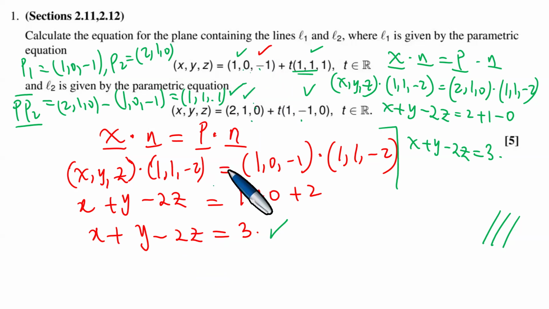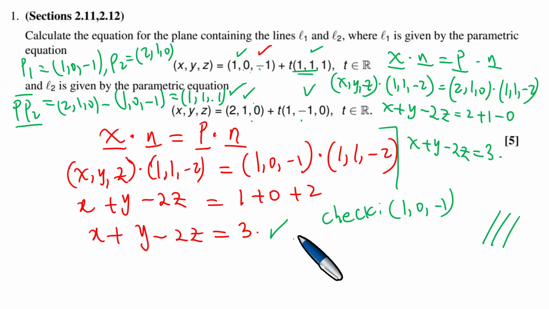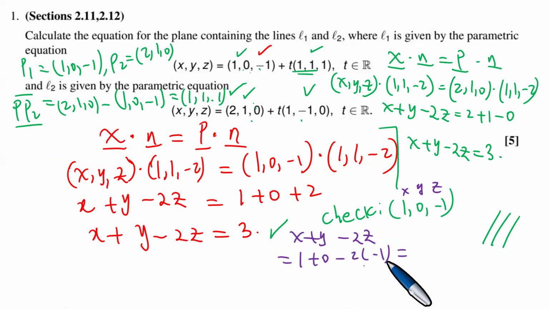Let's take 1 point. We're going to do a quick check, and then we're finishing this problem and moving on to the next one. If you take a point like this one, let's just take the first one, (1, 0, -1), and substitute it into this, it becomes x plus y minus 2z. The point is an ordered triple, so x is 1, y is 0, and z is -1, and the result is minus 2 times minus 1. This is 1 plus 2, because negative times negative is positive, and the result is 3.